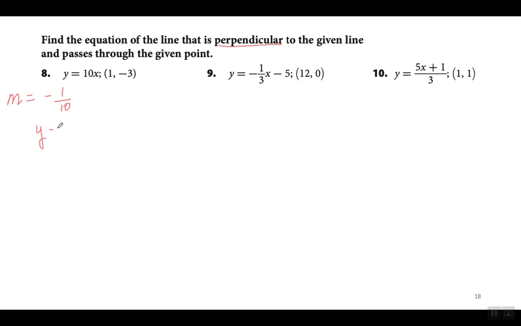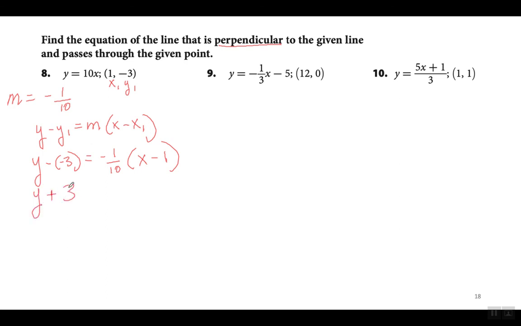Alright, so here's my point slope form. Alright, this is going to be x1, y1. So when I plug them in, I'm going to have y minus negative 3 equals negative 1 over 10 times x minus 1. Alright, so I start simplifying. Y plus 3 equals, when I distribute, I'm going to have negative 1 over 10 x plus 1 over 10. Now I got to move this 3 to the right by subtracting it.